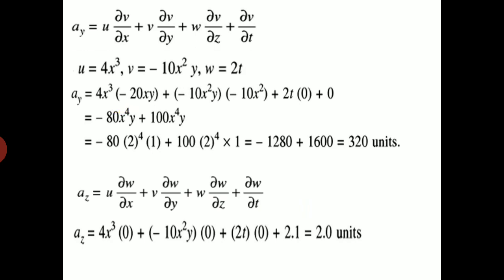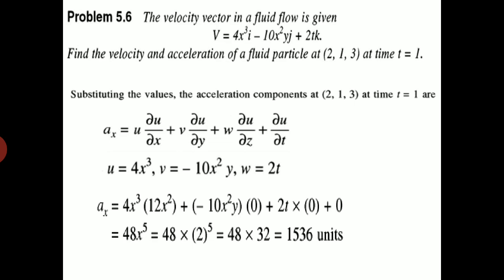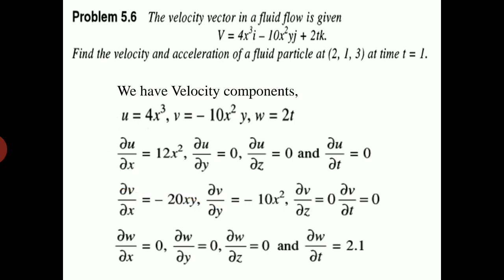Similarly, v into dabba v by dabba y. So what is the value of v? The value of v is minus 10x square y. What is the value of dabba v by dabba y? We have differentiated that, dabba v by dabba y is equal to minus 10x square.